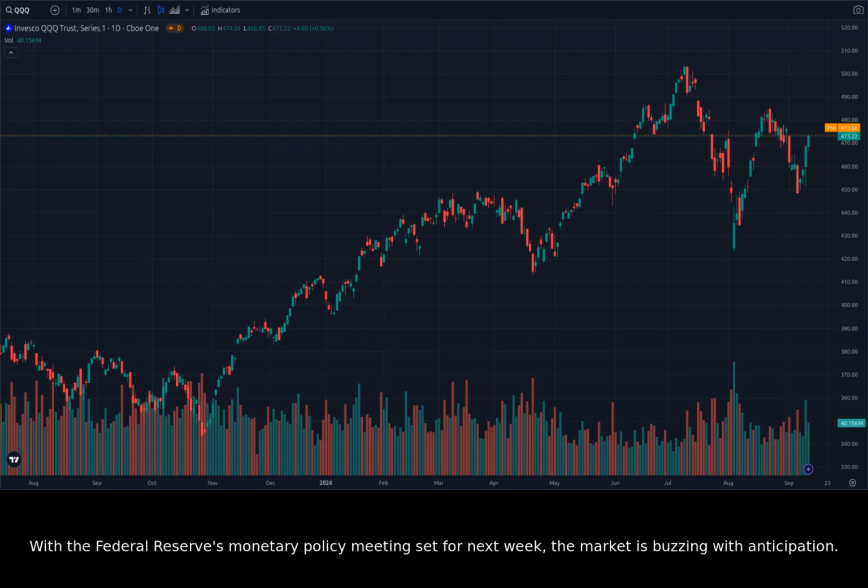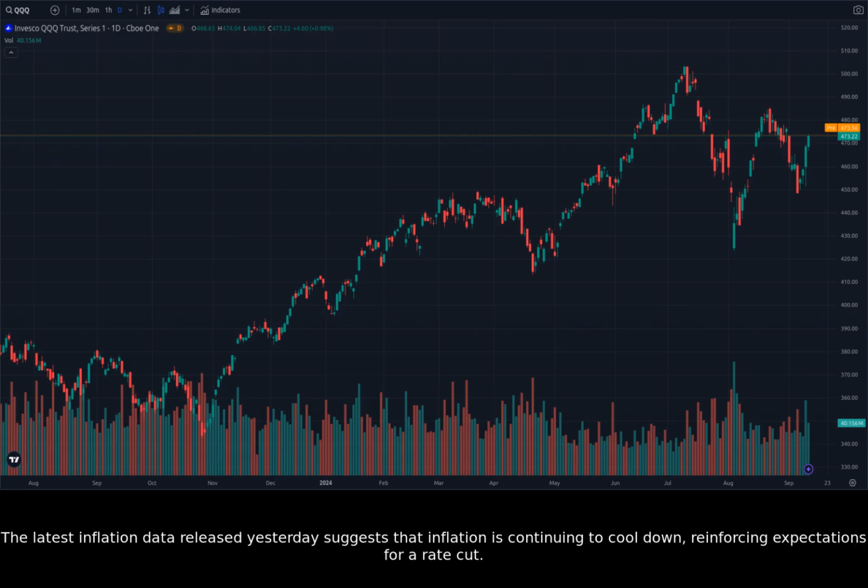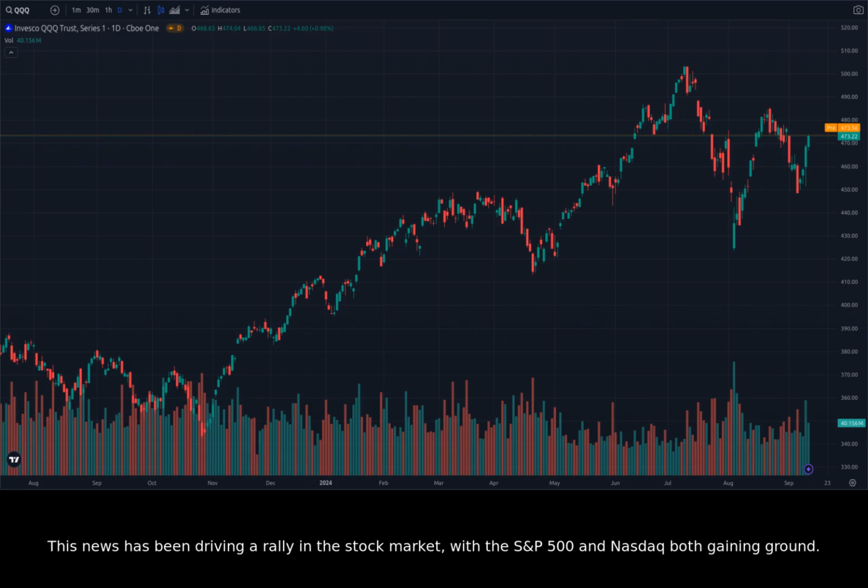With the Federal Reserve's monetary policy meeting set for next week, the market is buzzing with anticipation. Traders are pricing in the possibility of a significant rate cut, driven by cooling inflation data. The latest inflation data released yesterday suggests that inflation is continuing to cool down, reinforcing expectations for a rate cut. This news has been driving a rally in the stock market, with the S&P 500 and Nasdaq both gaining ground.